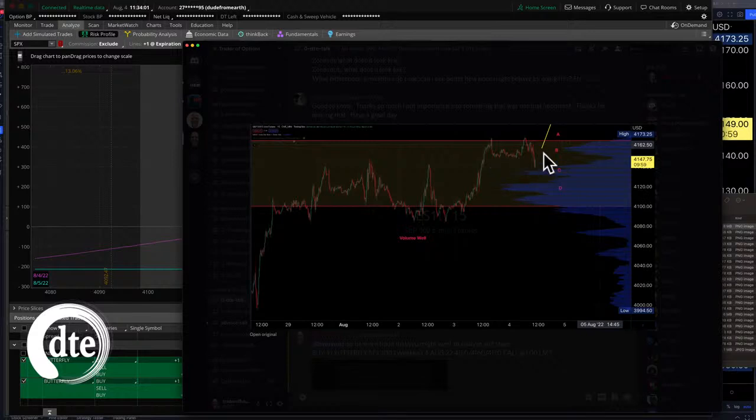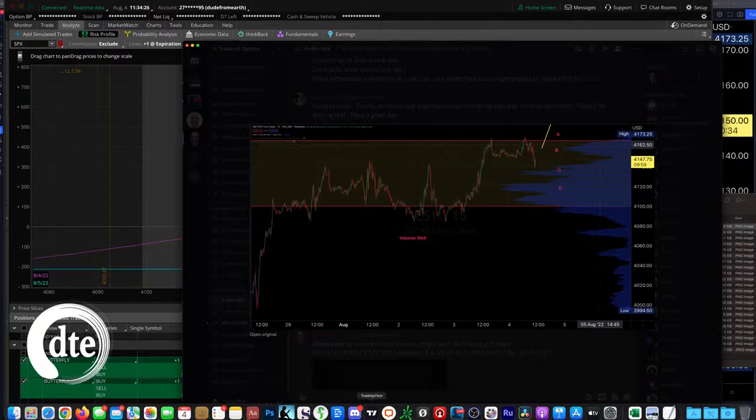Okay. So B is close to the close of yesterday, and it seems to be the predominant node today so far. There's a noticeable absence of volume right between B and C. I just wanted to point that out. So why don't we start by going to the actual chart?